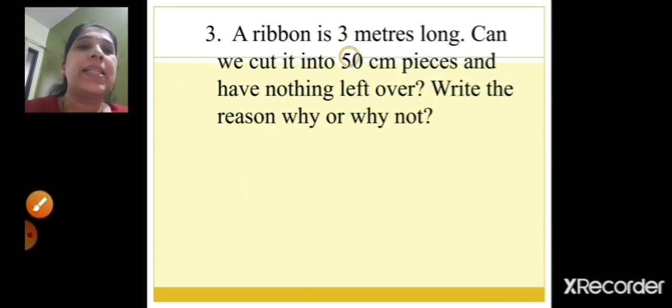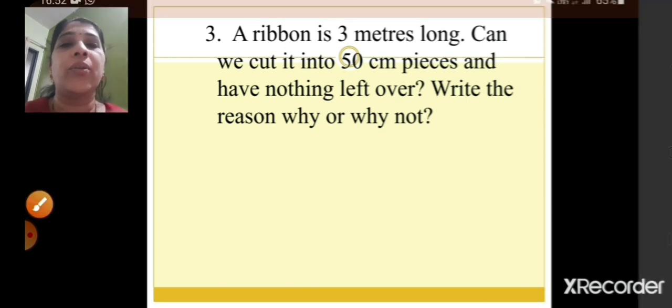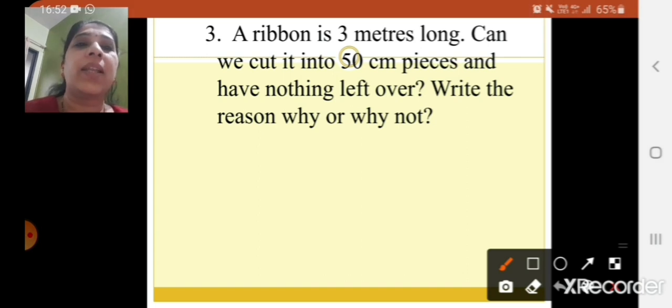A ribbon is 3 meters long. Can we cut it into 50 centimeter pieces and have nothing left over? Write the reason why or why not. So this is a word problem, children. So what are we going to do? What is the length of the ribbon? It is 3 meters, right? And we have to find out whether we can cut it into 50 centimeter pieces.